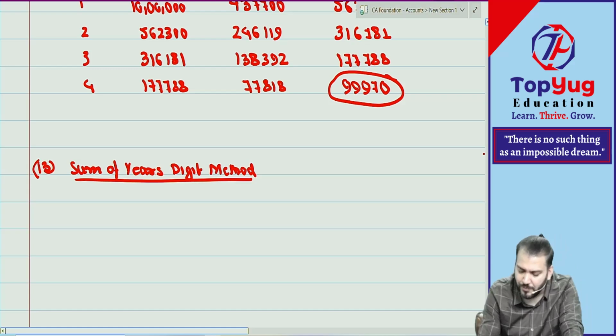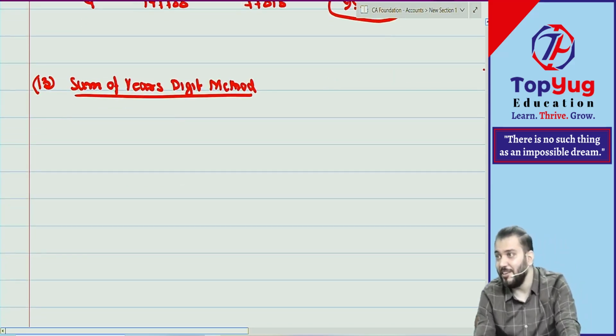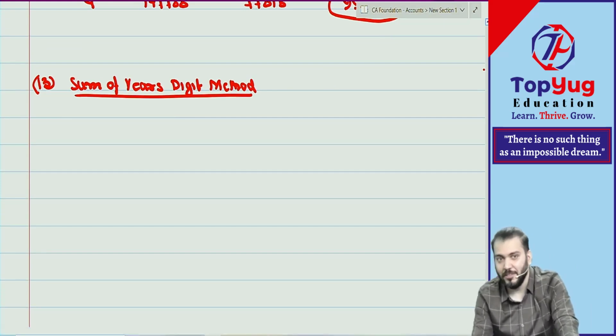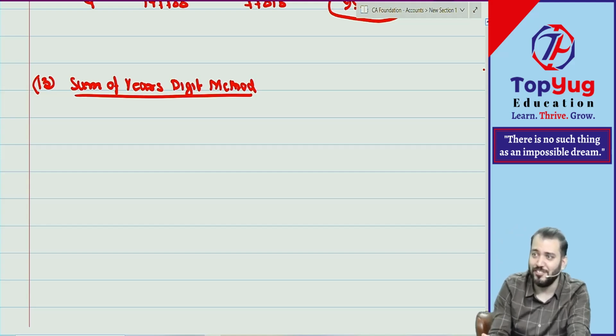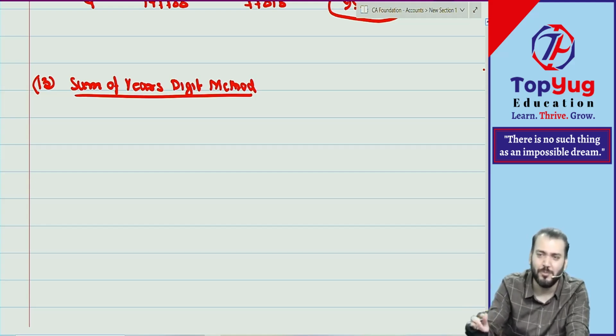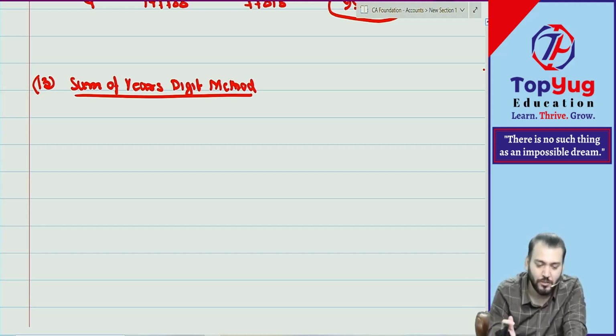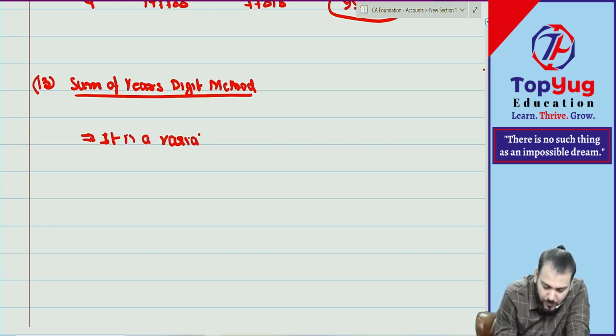Bakwas method. Once you pass CA foundation, we will never use this method in our life, because you will not become a teacher. I need to use it because I am teaching CA foundation. Once you pass CA foundation, CA inter, CA final, once you become CA, it will never be used. So only in CA foundation, just write down: it is a variation of reducing balance method.